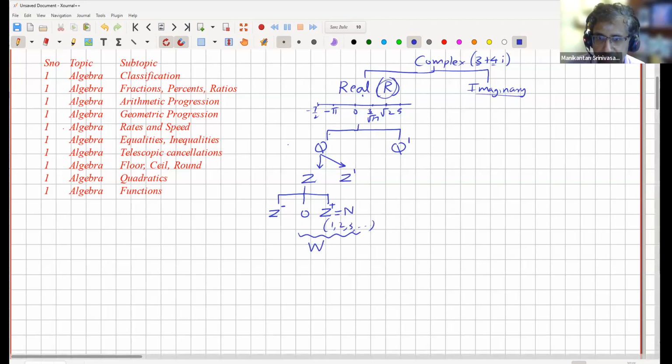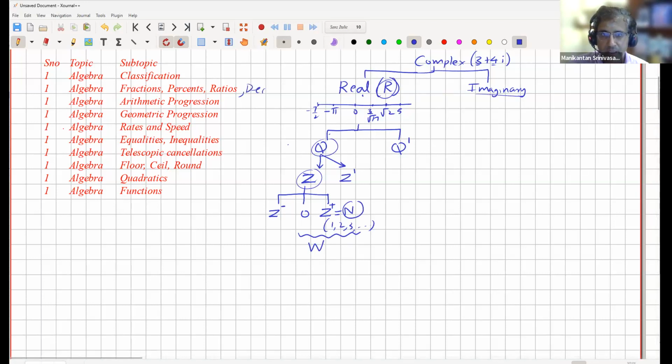R for real, that's very clear. N for naturals, that's also very clear. Z is a sort of a little different one. So Z is integers and Q is for rationals. Okay. The next one should be completely flexible between fractions, percent, ratios, decimals, all of this, right?